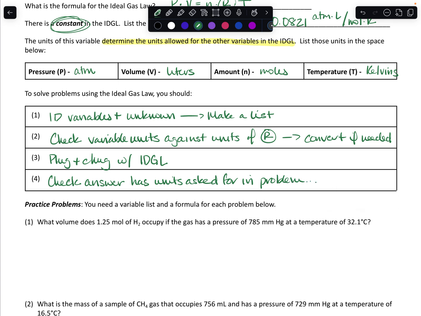Sometimes they'll ask you to find the temperature, but it'll ask for that temperature in Celsius. So you may have to do a conversion at the end. Sometimes it'll ask you for the amount of gas, but it'll ask for it in grams. So you may have to do a conversion at the end. So just make sure that when you're done, you check that you have your answer in the units that have been asked for in the problem.